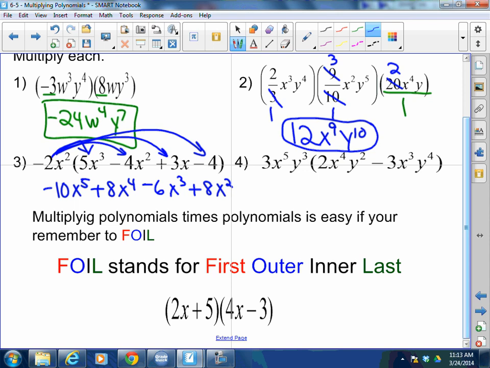It looks intimidating, but this is really easy. Really easy. Okay, 3x to the 5th y cubed times 2x to the 4th y squared. Numbers first, then variables. 6. Go ahead. X to the 9th.